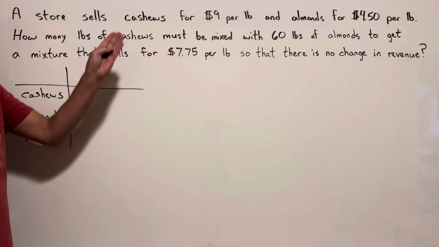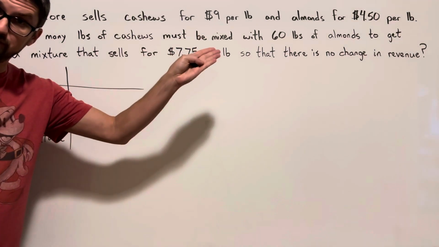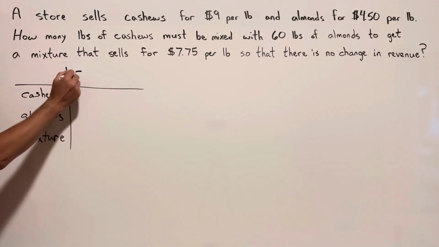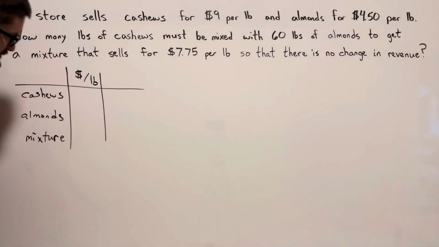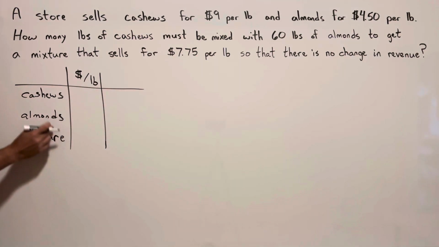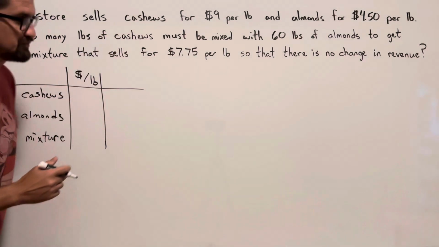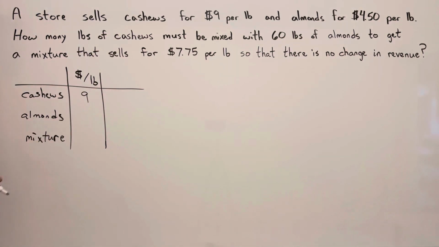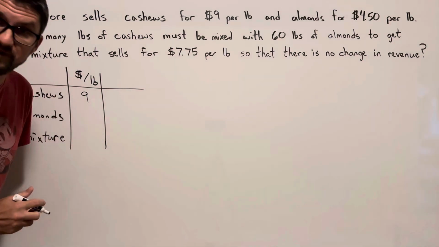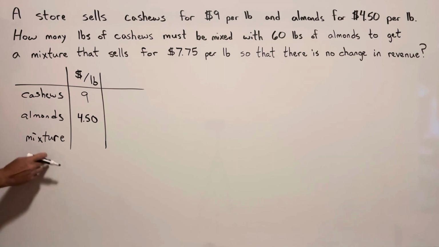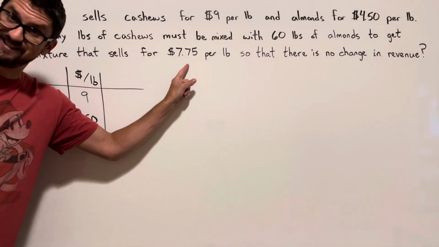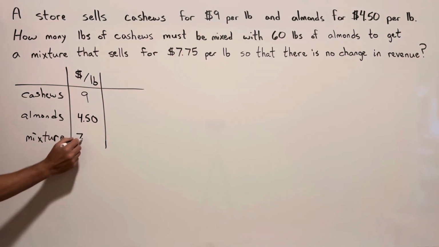We know the price per pound of each of them, the dollars per pound. So let's make a column for price per pound of each of these. The cashews, they're going for $9 per pound, so I'm going to put 9 right here. The almonds are going for $4.50 per pound. And the mixture is selling for $7.75 per pound.